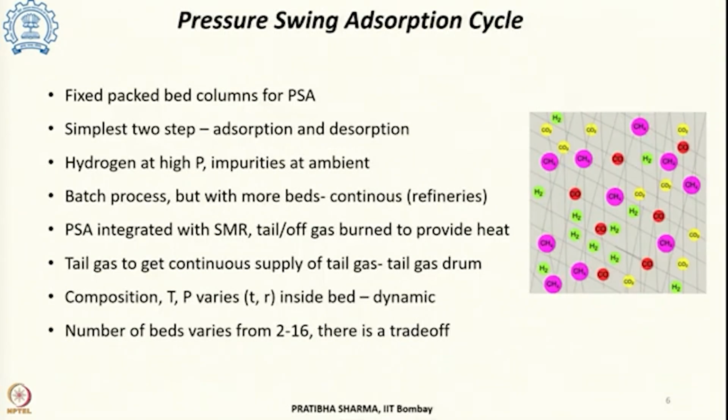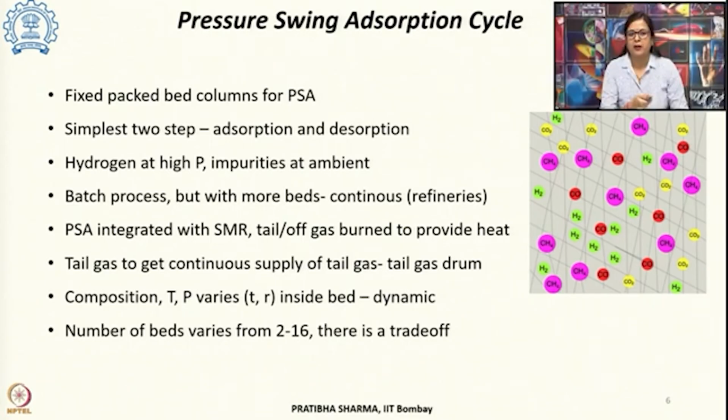So, if we go into more detail about the pressure swing adsorption cycle, the simplest cycle can have two steps, an adsorption step and a desorption step. The process is conducted in a fixed packed bed column. When the feed gas enters a fixed packed bed PSA column at a higher pressure, the impurities get adsorbed in the column and we can get hydrogen as a product in the opposite direction to that of the feed.